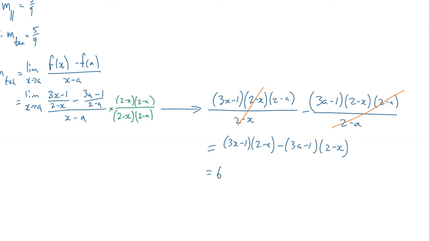3x times 2 is 6x minus 3xa minus 2 plus a. Let's put that in brackets to be careful here. So 6a and then minus 3ax minus 2 plus x.